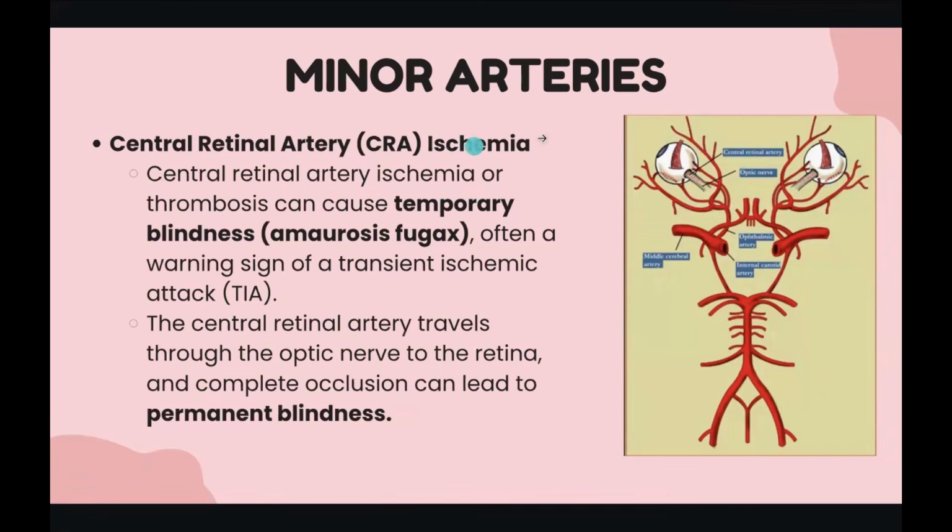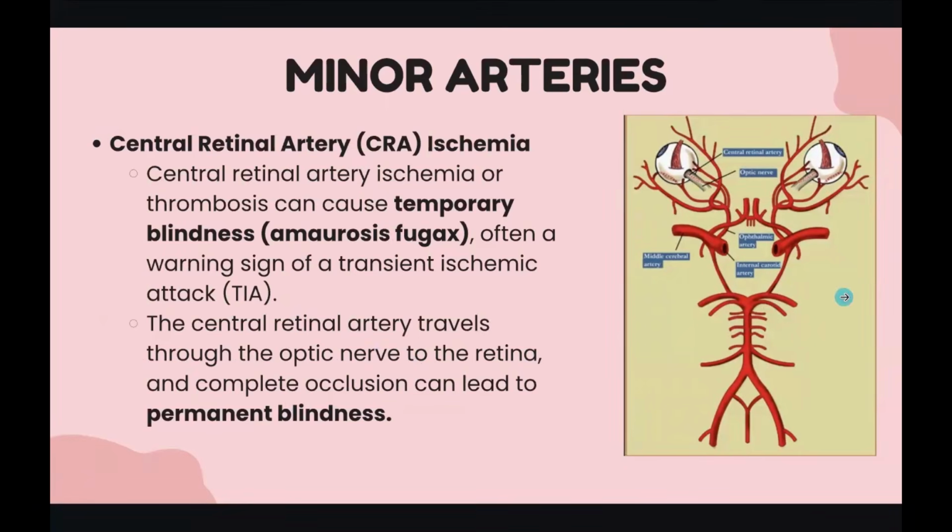Why? Because any kind of ischemia or thrombosis that happens to this artery will cause temporary blindness, also called amaurosis fugax. This is just a warning sign of transient ischemic attack, but any kind of complete occlusion will cause permanent blindness.